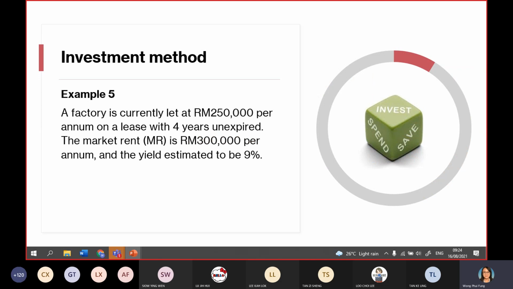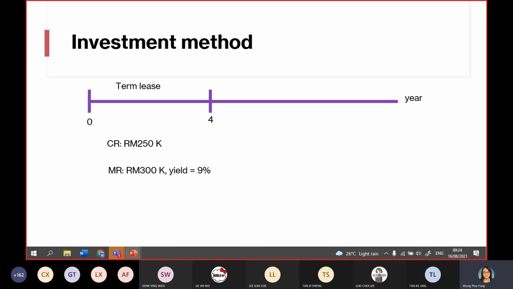But let's say example 5. A factory is currently let at 250,000 per annum on a lease with 4 years unexpired. The market rent is 300,000 per annum and the yield is 9%. So this means that currently the factory is under leasing and still has 4 years to go. So when you see this table, the factory is under the term lease, still has 4 years to go. So the lease will end here.